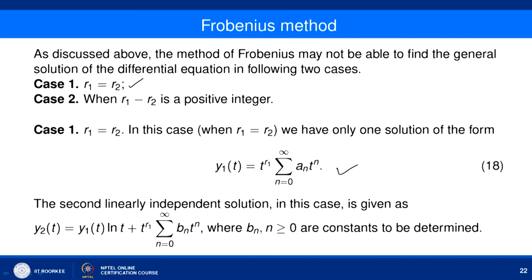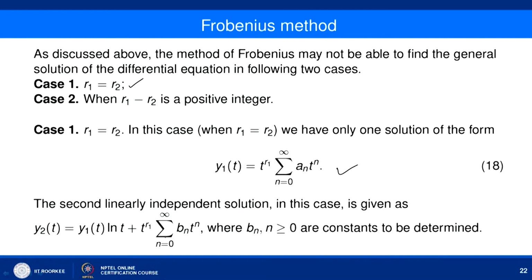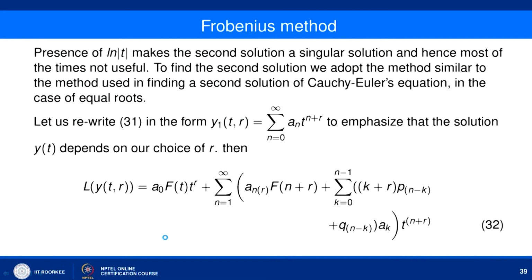So, if you remember the case of the Cauchy-Euler equation with equal roots, we know that the solution is given in terms of y1(t) ln t. In this second solution y2(t), the ln|t| makes the second solution singular near t equal to 0, and most of the time we are not able to utilize it in full swing. To find the second solution, we adopt a method similar to the one used in finding the second solution of the Cauchy-Euler equation.